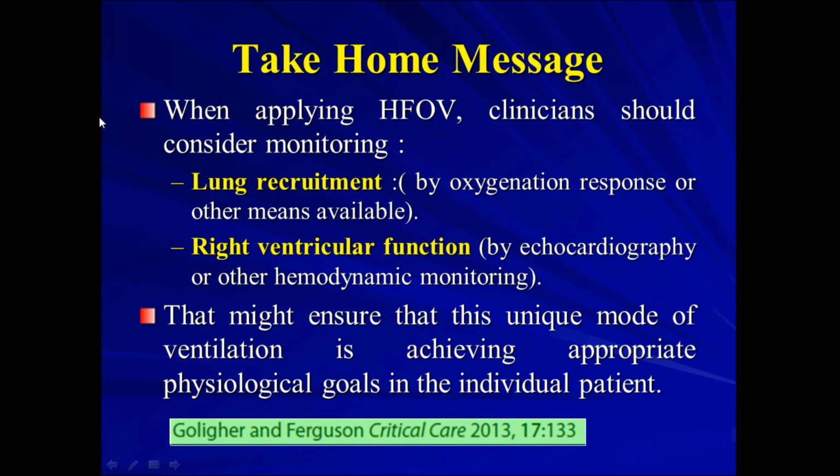So take home message: when applying high frequency oscillation, clinicians should consider monitoring lung recruitment by oxygenation response or other means available, like let's say the PF ratio. So you measure the PF ratio after 6 hours of shifting your patient to high frequency. If it did improve, that means a good sign. If it did not improve, you have to think about other modalities. The other thing to monitor during high frequency is the right ventricular function, maybe by doing echocardiography. If the right ventricle is not doing well, your patient will not do well. That might ensure that this unique mode of ventilation is achieving appropriate physiological goals in the individual patient.